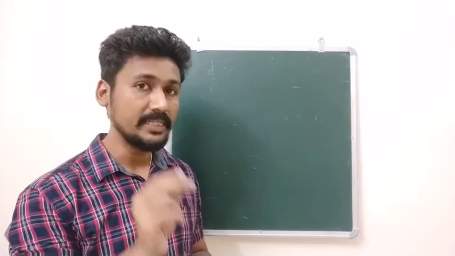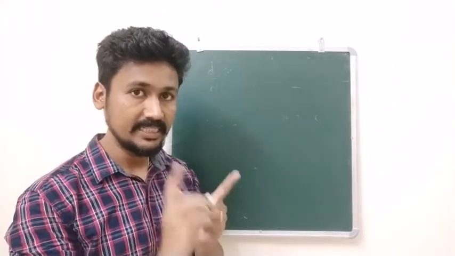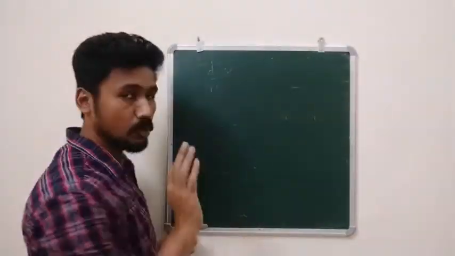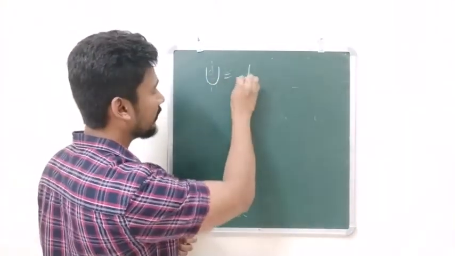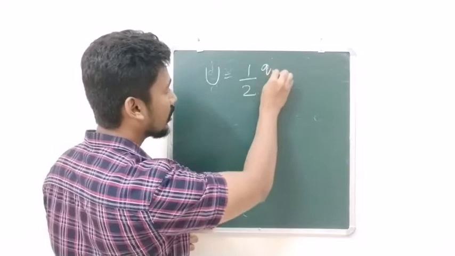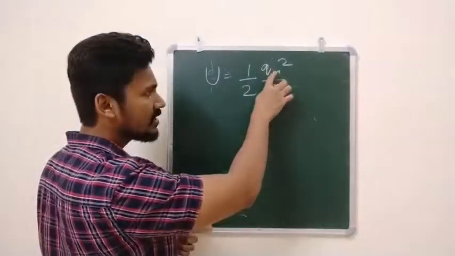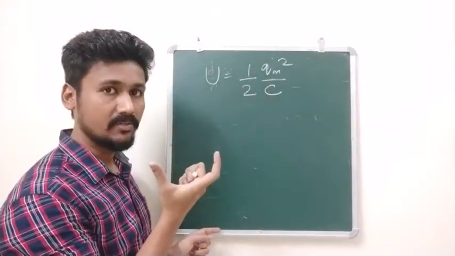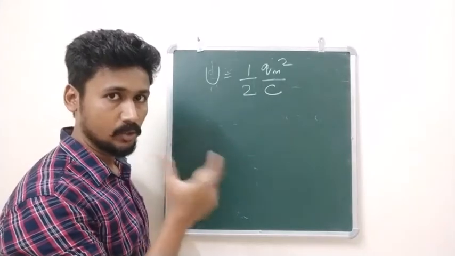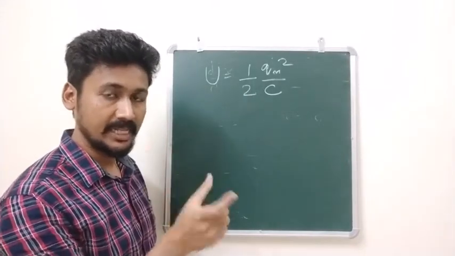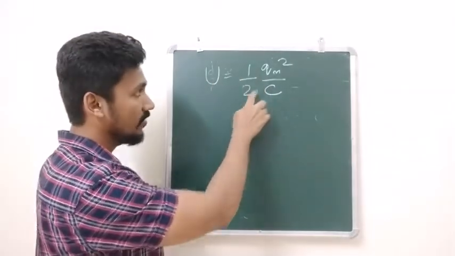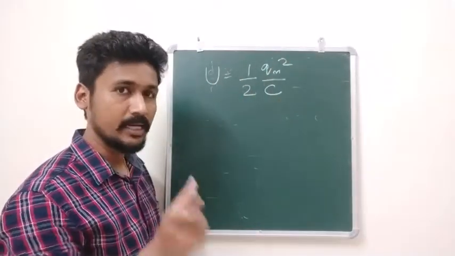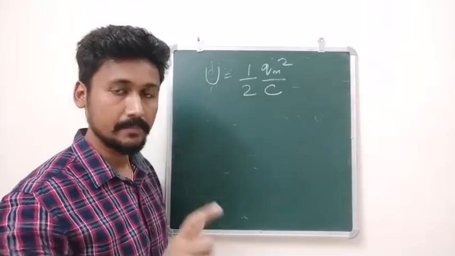Now, how much would be the energy stored in these LC oscillations? The energy stored would be only stored by the capacitor. And how much energy is stored by the capacitor? It is 1/2 Qm squared by C. This Qm is nothing but the maximum value of charge that the capacitor can hold. So during LC oscillation, an LC circuit holds energy equal to 1/2 Qm squared by C. This relation also you have to remember.